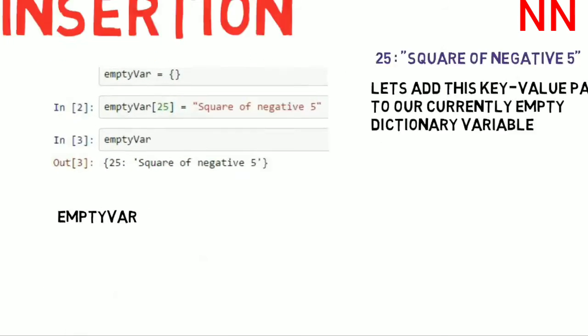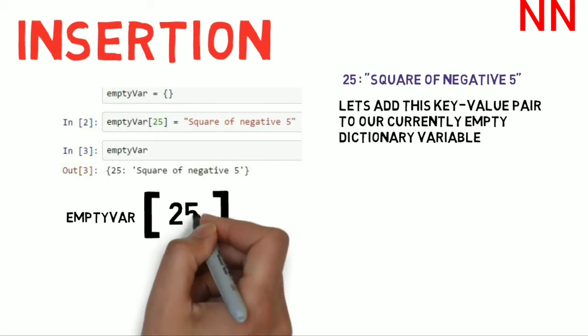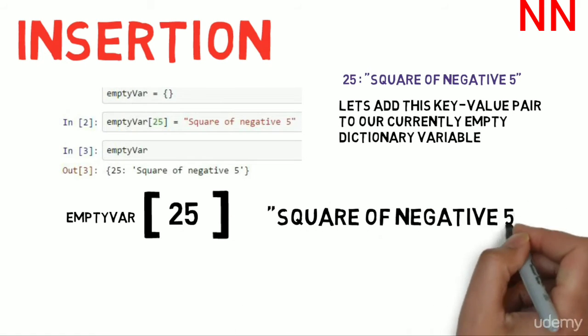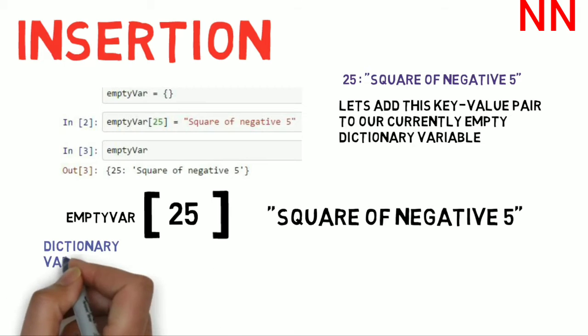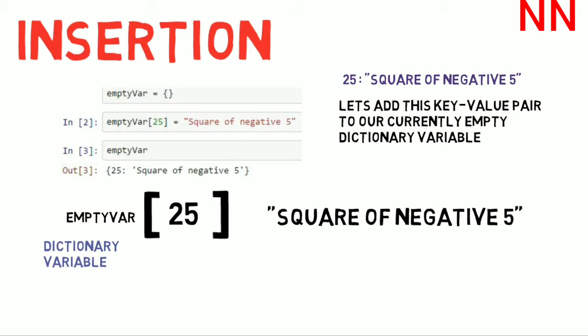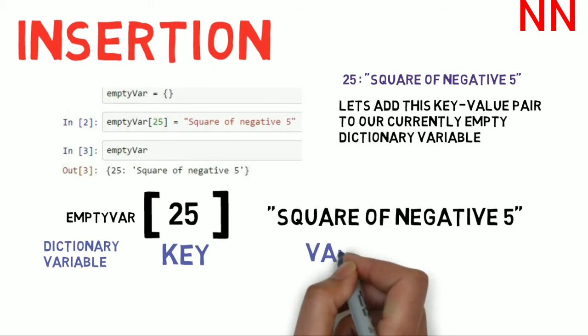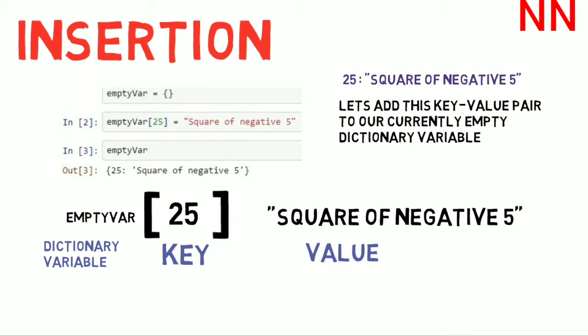So let's quickly parse that. empty_var[25] = square of -5. empty_var is the dictionary to which we want to add a key value pair. 25 is the key and square of -5 is the value.